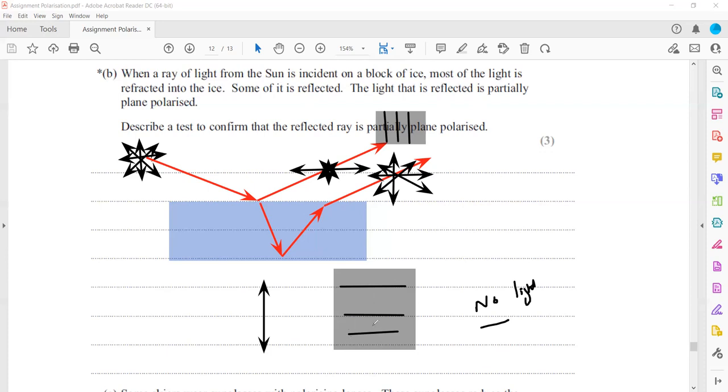Is it clear how we can confirm that the light which is reflected from the surface of the ice is a polarized light, or partially plane polarized? Yes, sir.